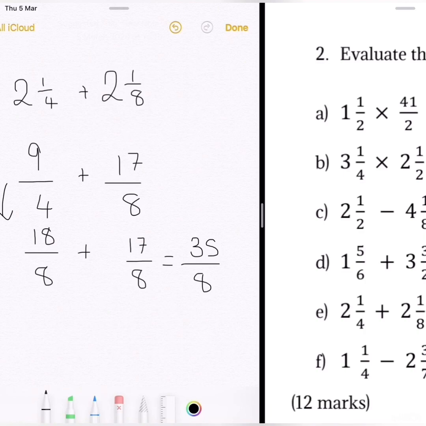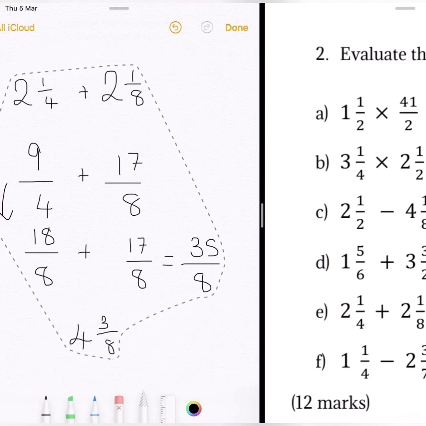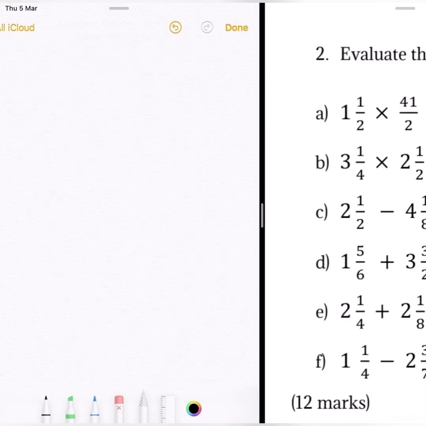And then hopefully we can see that the closest multiple of 8 is 32. So that means we've got 4 whole lots and 3/8 left over for that one. So hopefully we'll understand this a little bit better now. It does seem quite confusing at first, but once we've done a couple, we start to see that actually it's not too bad. Okay, so just like before, we make them improper fractions.